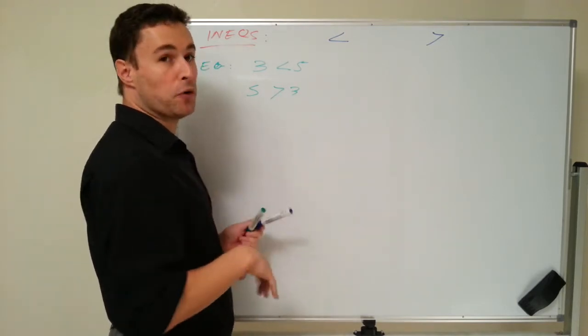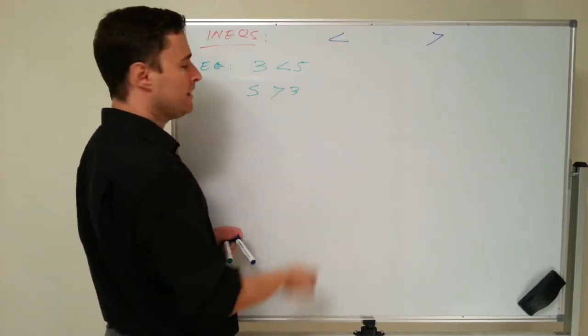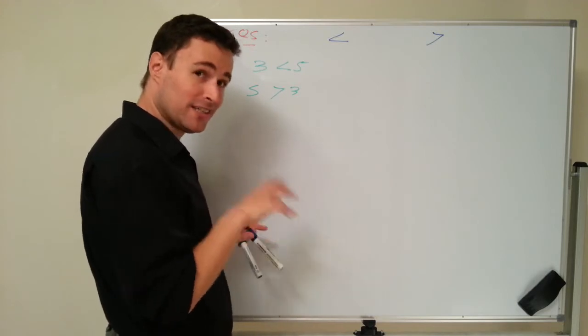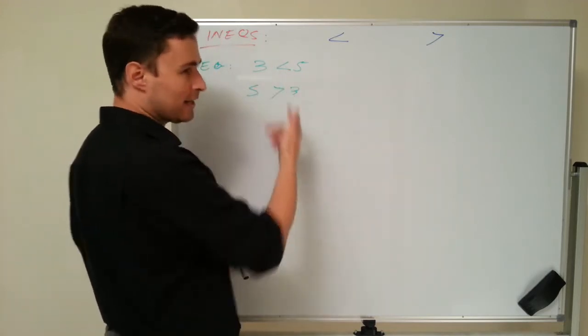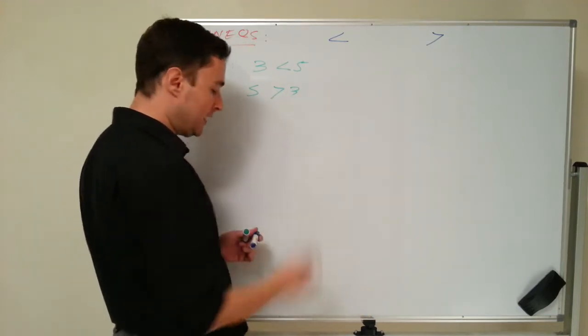So don't get hung up on this means that and this means that. It doesn't. Just read from left to right. This is an inequality sign. It means it's not equal. Equality, inequality, not equal. So 3 is not equal to 5. It's showing what 3 is in relation to 5, and vice versa, showing what 5 is in relation to 3.